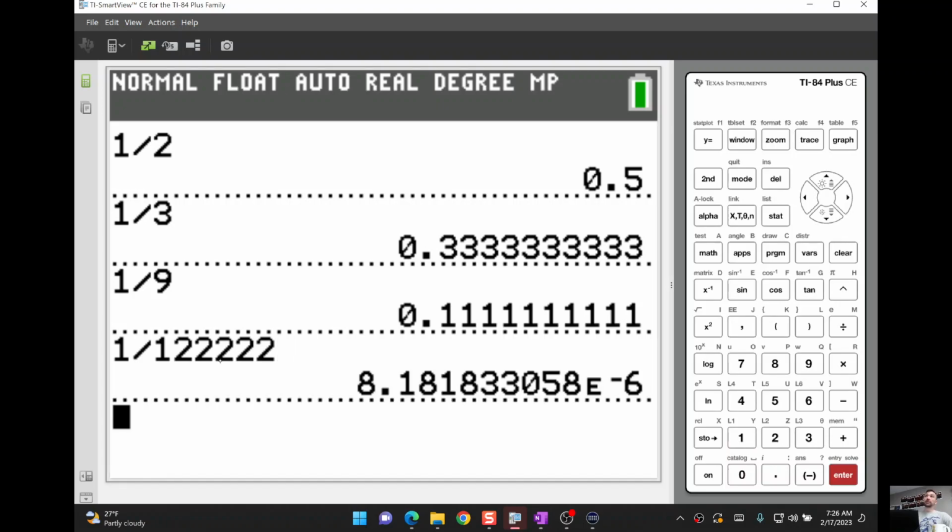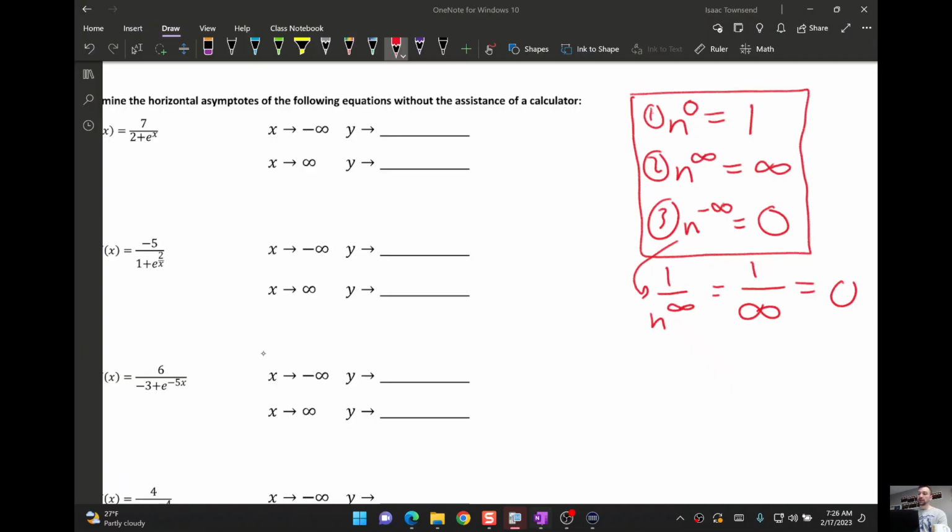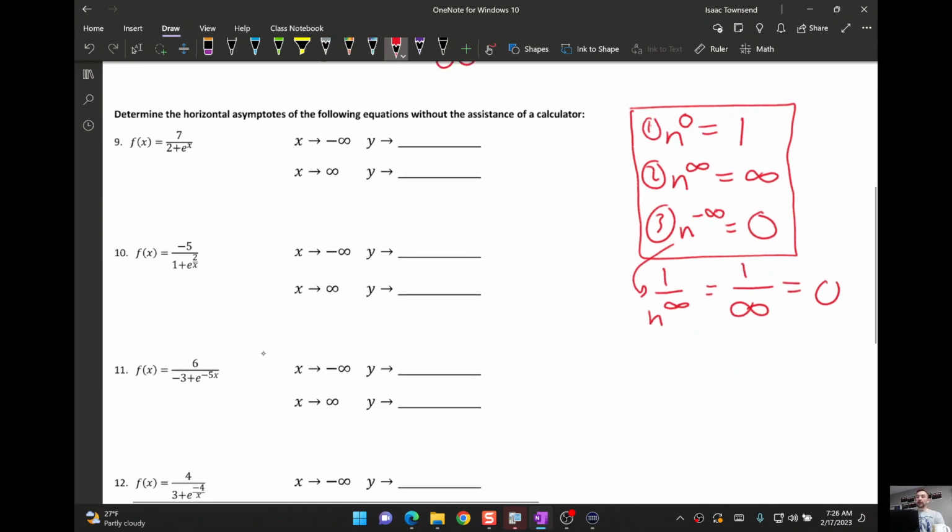You don't even have to get a very big denominator before your calculator is running out of decimal spaces. This would be 6 decimals to the left. So 0, 0, 0, 0, 0, 5 zeros, and then this stuff. It's almost 0 already. Okay, so I would say you need to know these first. Memorize those 3. Every one of these questions will use at least one of these, if not more of these.